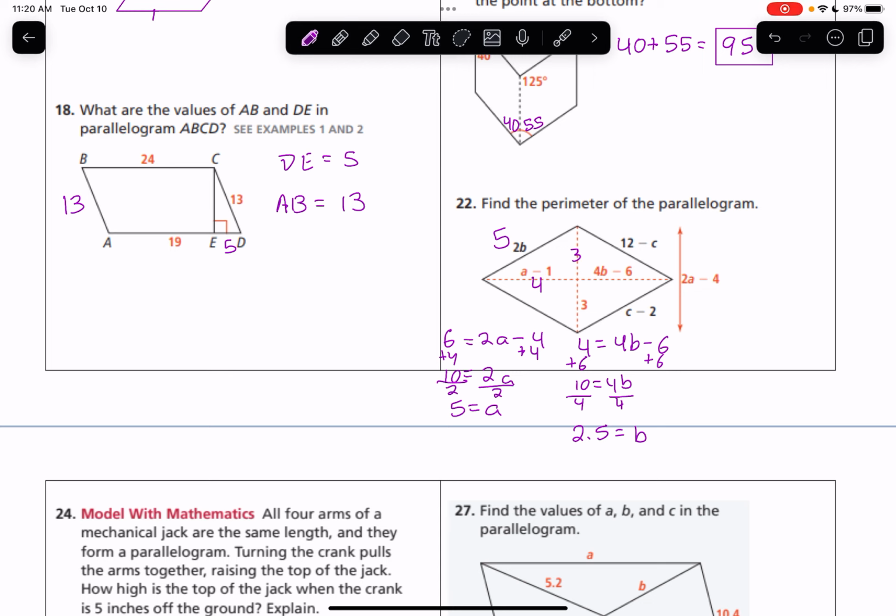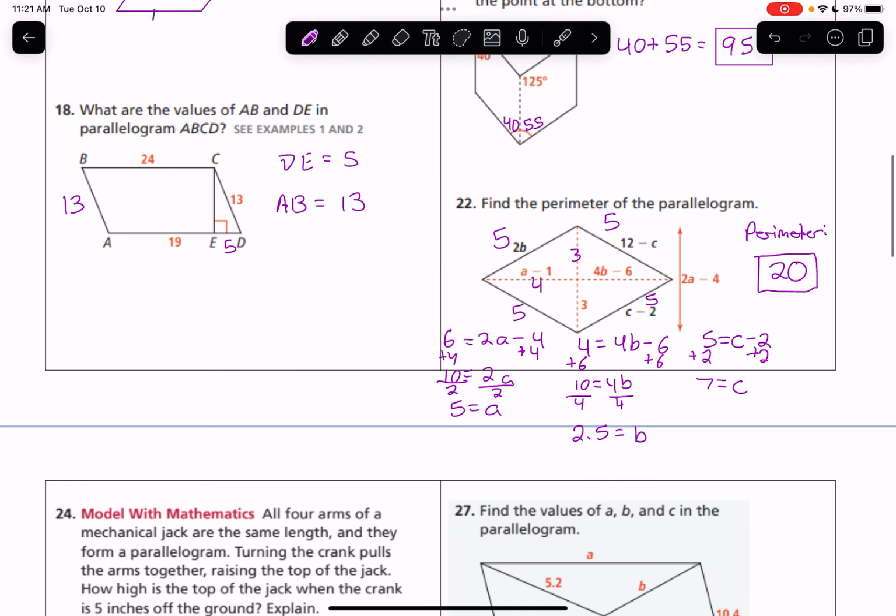And since I know that the opposite sides of a parallelogram are equal, then I can say 5 equals c minus 2. Add 2 to both sides. 7 equals c. All right, so this side is 12 minus 7, or 5 units. And that tells us that actually all 4 sides of this parallelogram are 5 units, which makes the perimeter 5 times 4, or 20 units. Kind of a lot going on in that problem.